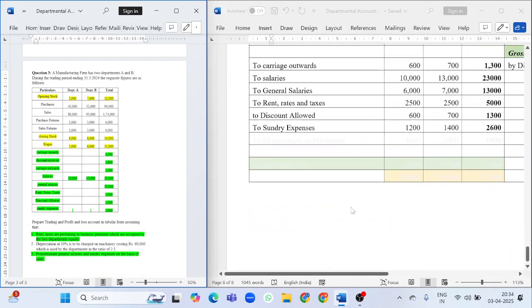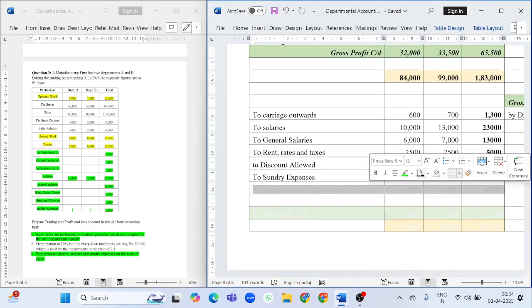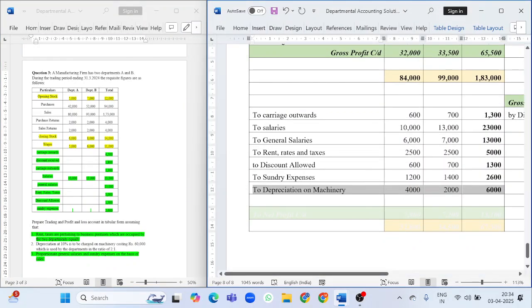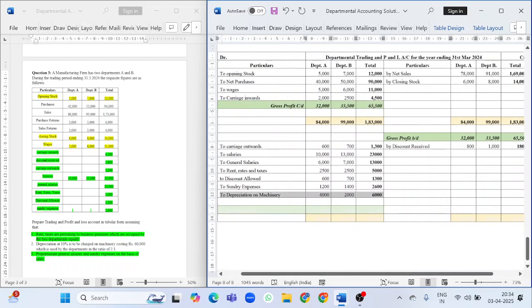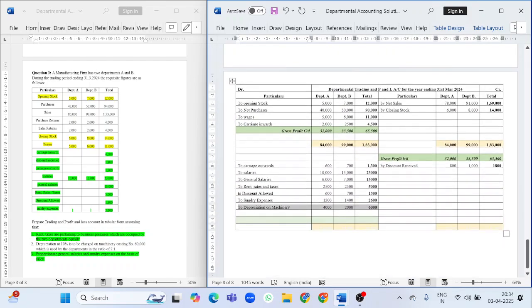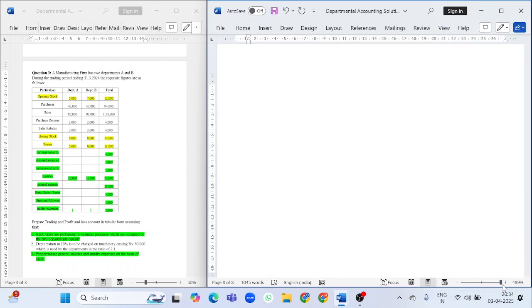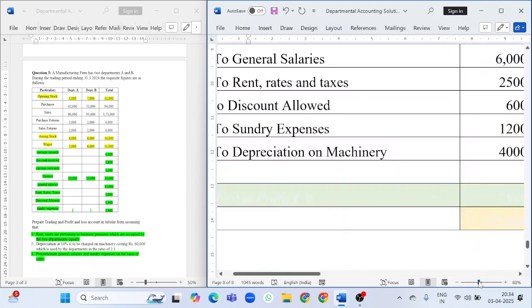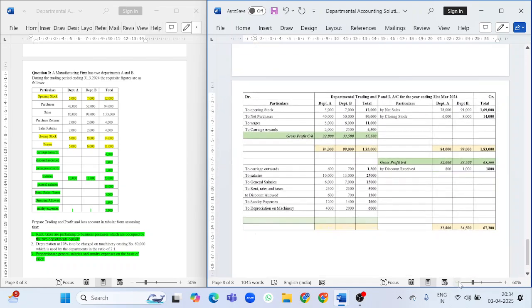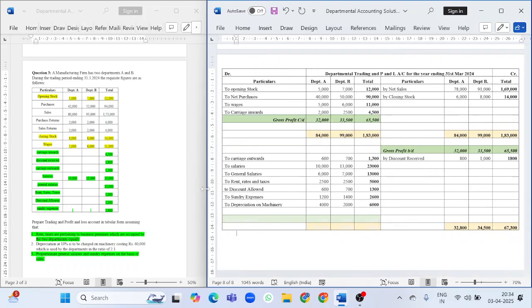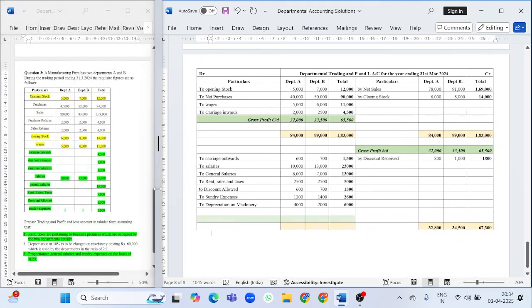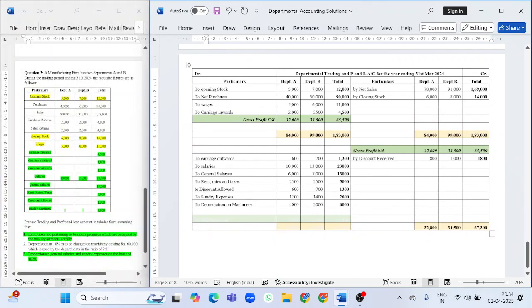Now let us show it on the debit side of the P&L account. So department A, it is 4,000, and department B, it is 2,000 rupees. Clear? Now let us do the totaling. I think again credit side total will be more. You can also check with the calculator once. Yes, I think now it is clear. Let me maximize the screen.